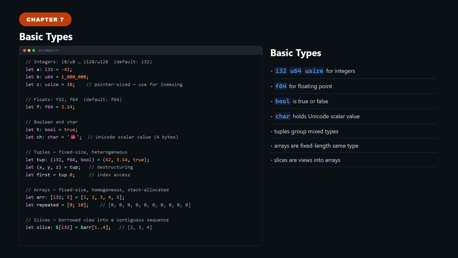Tuples are fixed size and heterogeneous. You can destructure them or access elements by index. Arrays are fixed size, homogeneous, and stack allocated. Slices are borrowed views into a contiguous sequence. No ownership, just a reference.